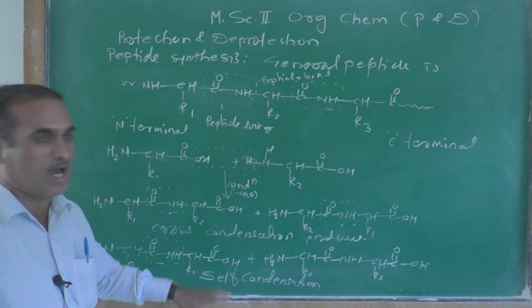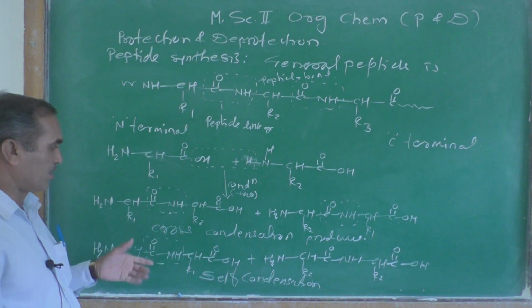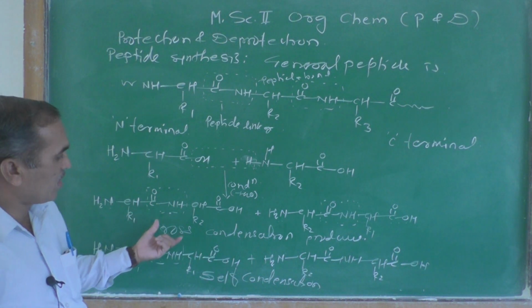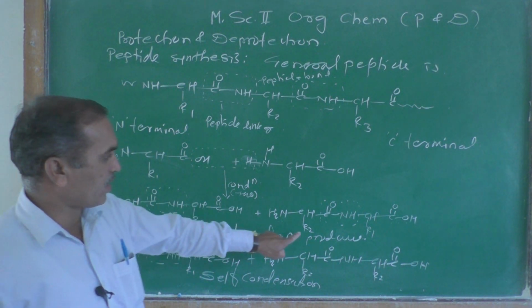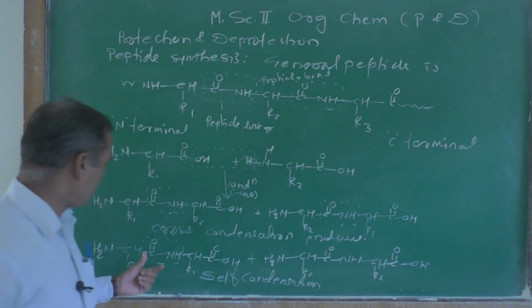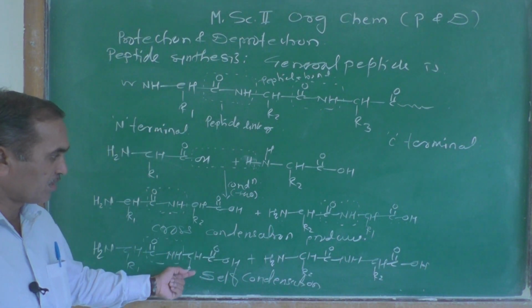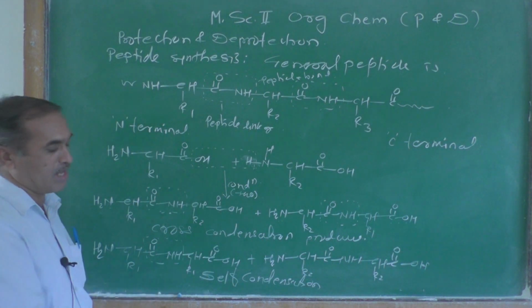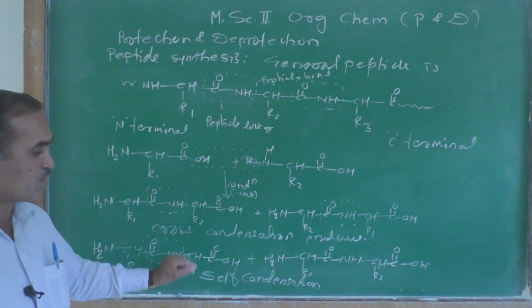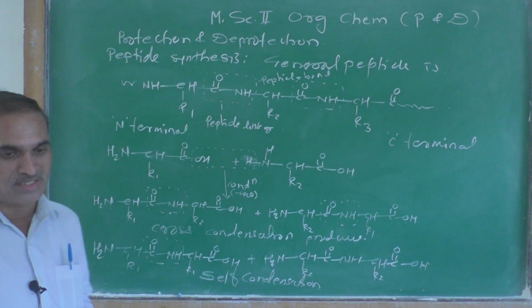These two are known as self-condensation. These two are known as cross-condensation. Here R1 and R2. Look at here, R2 and R1. Here R1, R2. Here again R2 and R2. And therefore this type of condensation is known as self-condensation.